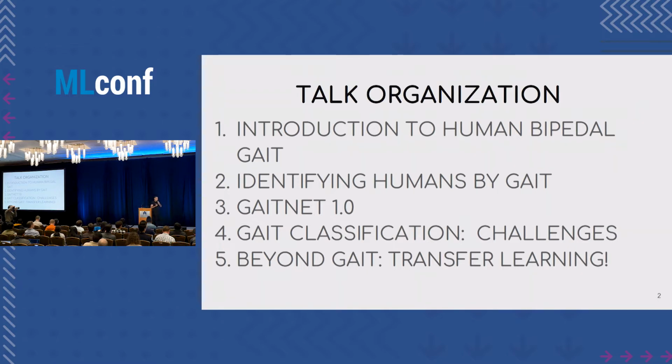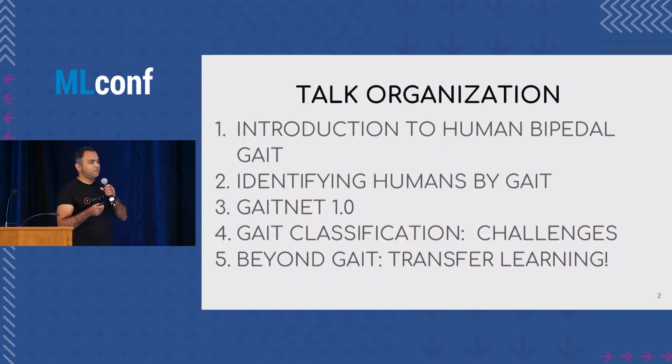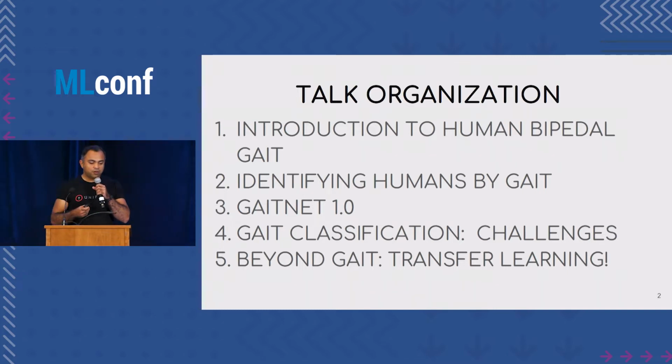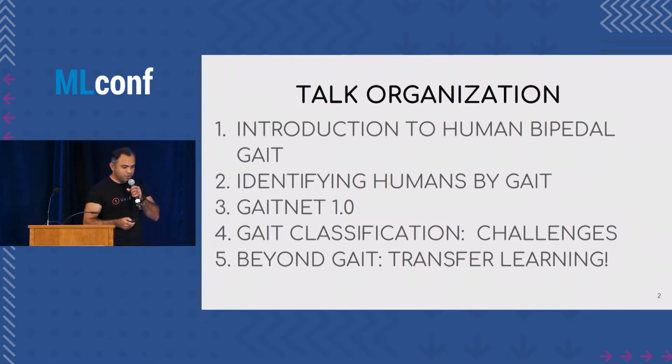In the fourth section, we'll cover some basics of the idiosyncratic challenges that emerge in the domain of gait classification that you might not find in other realms of machine learning. And then we'll talk about the potential of this specific data set across different modalities of human application.